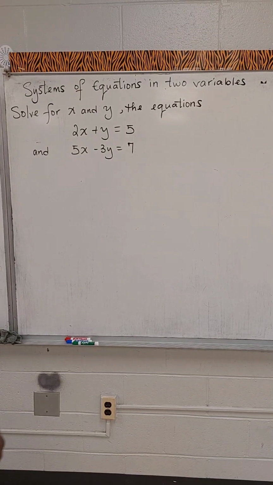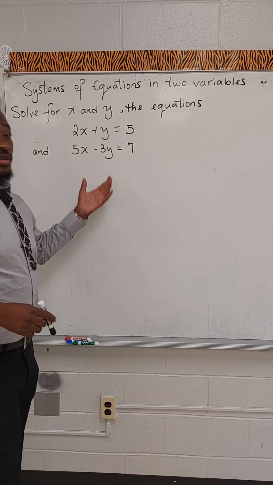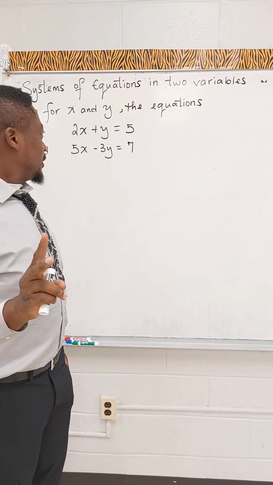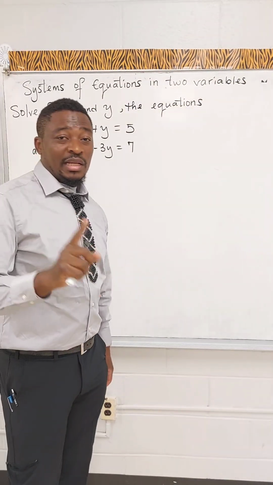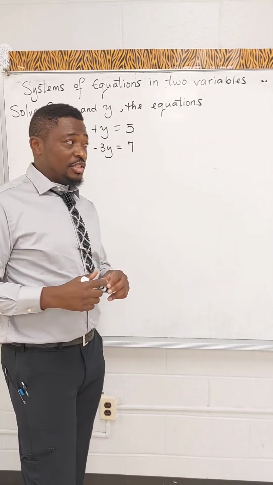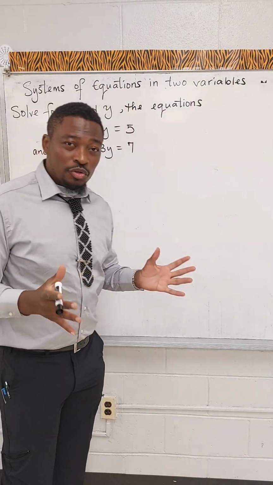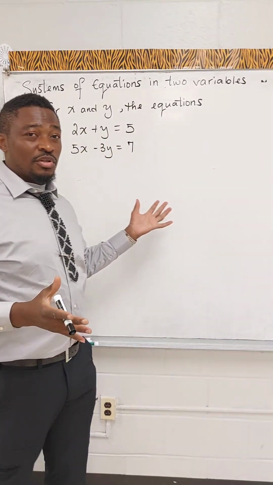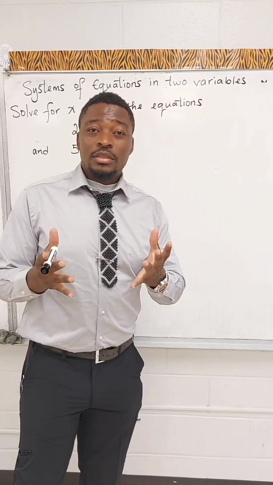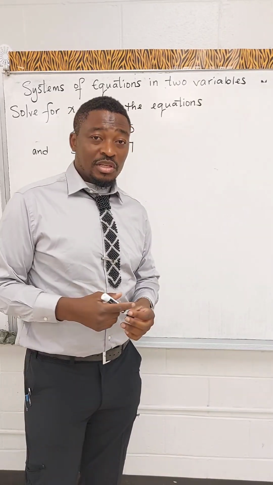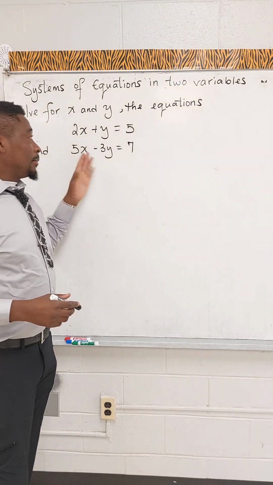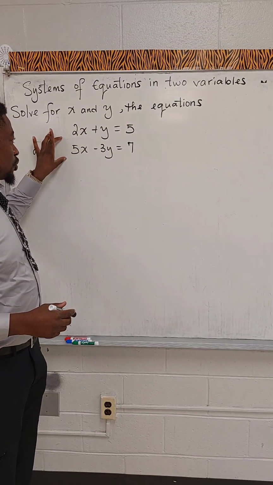In this video, we will solve a system of equations in two variables by method of substitution, and then after we will also do another method called the method of elimination. So whichever method you use for systems of equations in two variables depends on the way the equations present themselves, okay? So these two equations here can be solved by method of substitution.